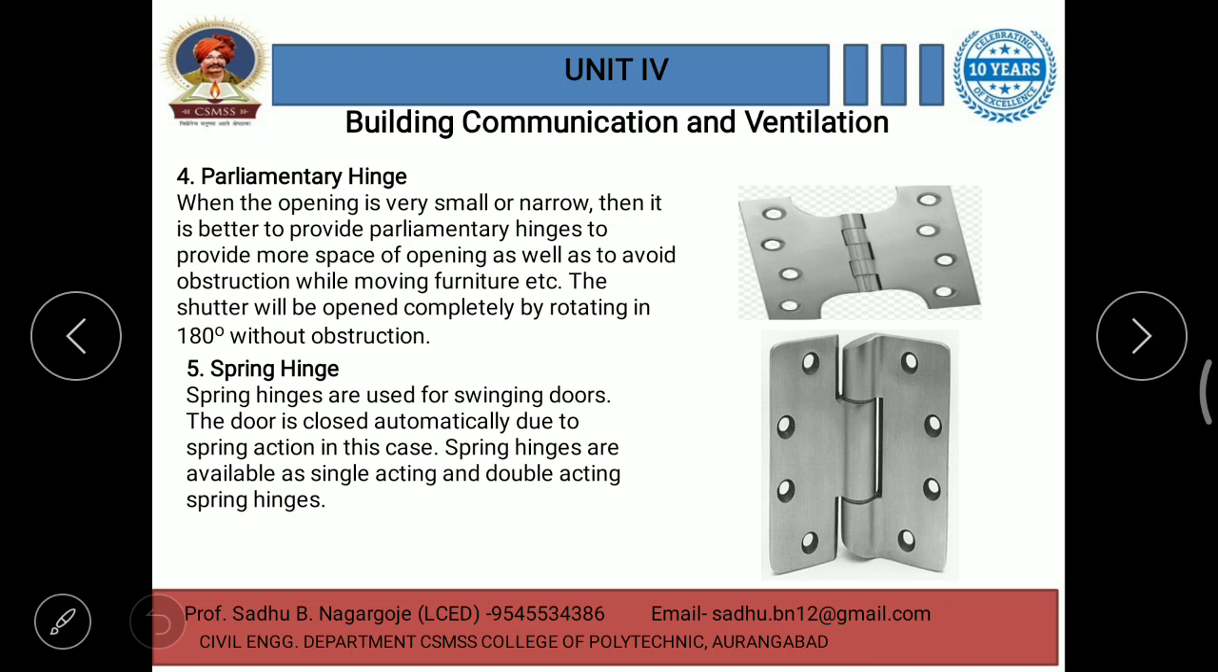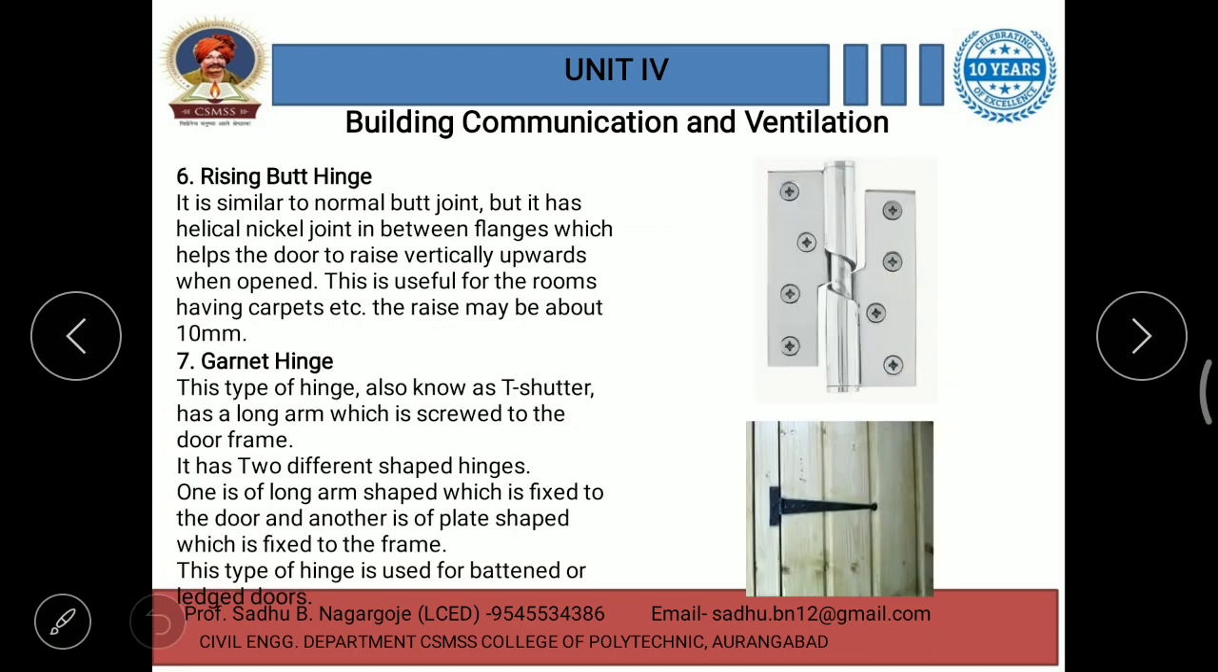Then the fourth one is the parliamentary hinge. When the opening is very small or narrow, it is better to provide a parliamentary hinge to provide more space of opening as well as to avoid obstruction while moving furniture. The shutter will open completely by rotating 180 degrees without obstruction. Then the spring hinge. Spring hinges are used for swinging doors. The door is closed automatically due to spring action in this case, and spring hinges are available as single acting or double acting hinges. So these are the types of hinges.